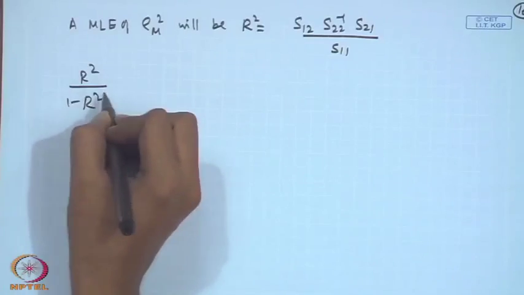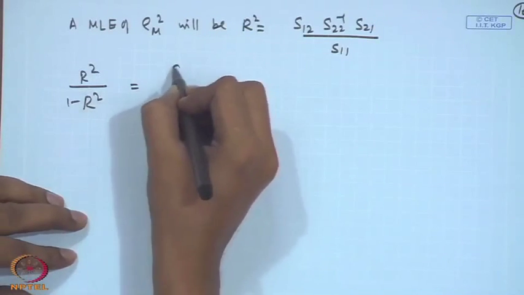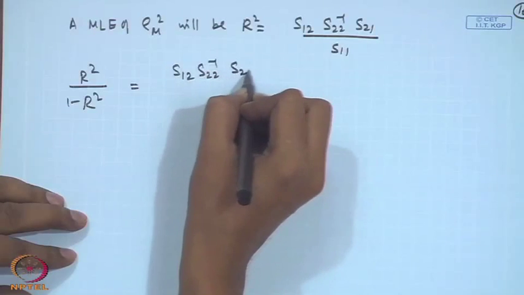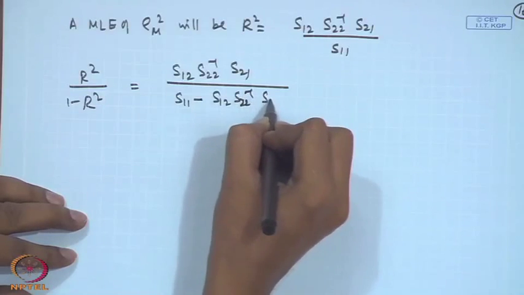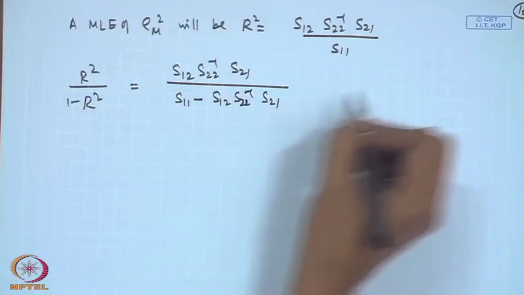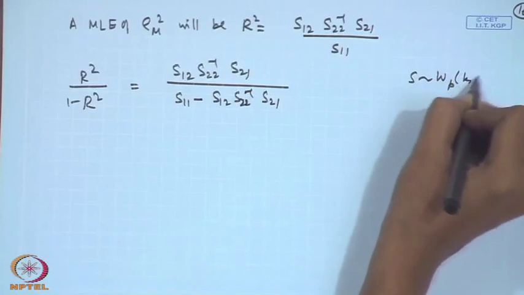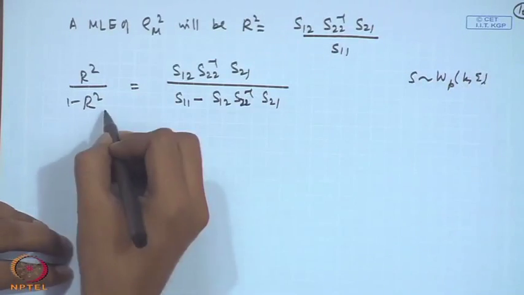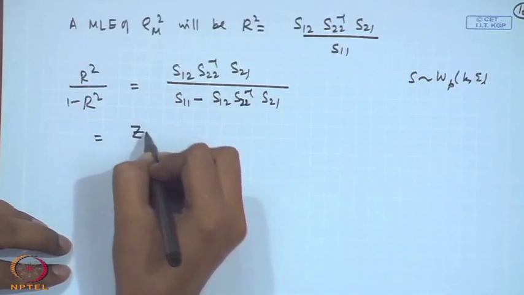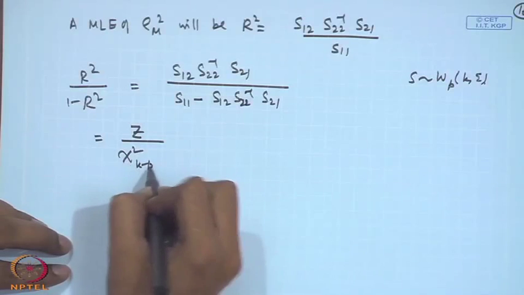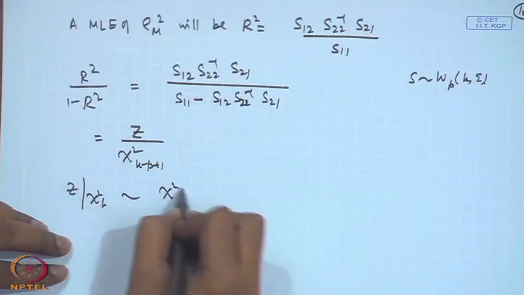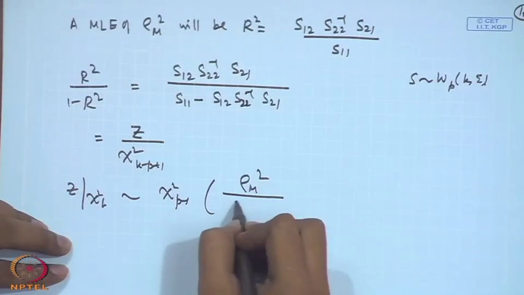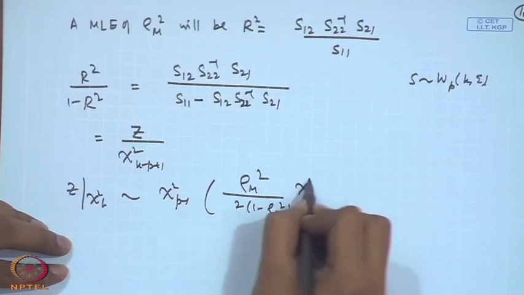Actually, we can see here that if I consider r square by 1 minus r square, then this term is actually equal to S12 S22 inverse S21 divided by S11 minus S12 S22 inverse S21. So, if I am considering S following Wishart k sigma, then this can be written as Z by chi square k minus p plus 1. And the general distribution of Z given chi square k is chi square p minus 1 rho m square by twice 1 minus rho m square chi square k.